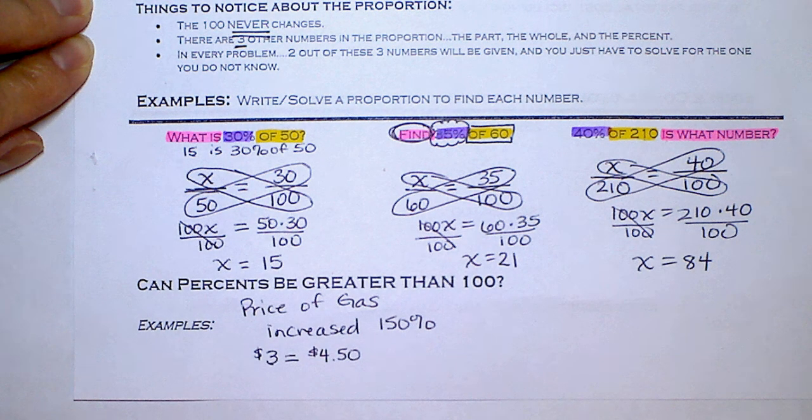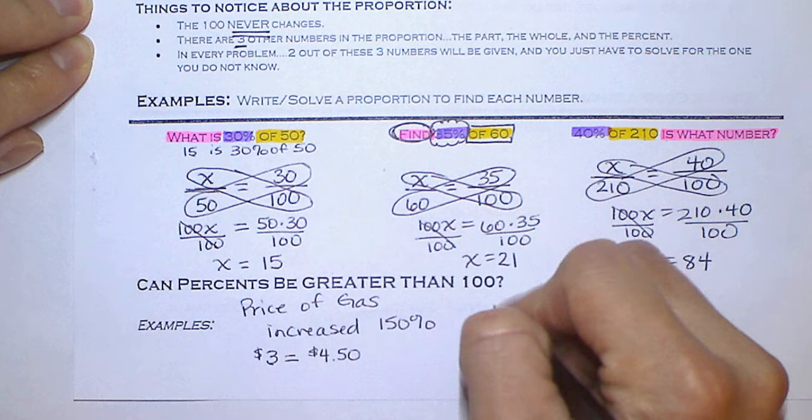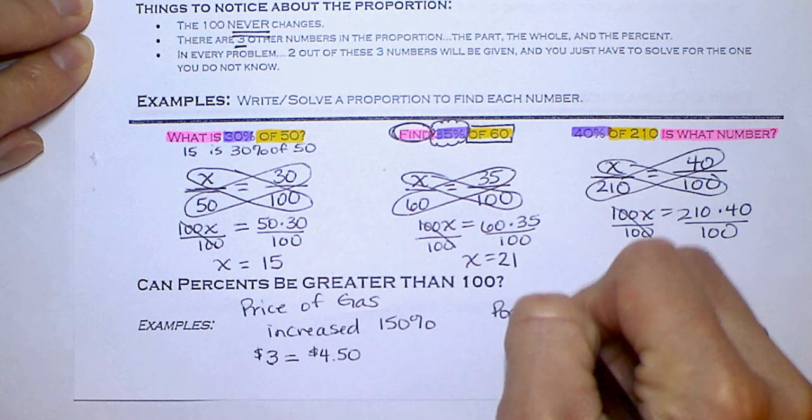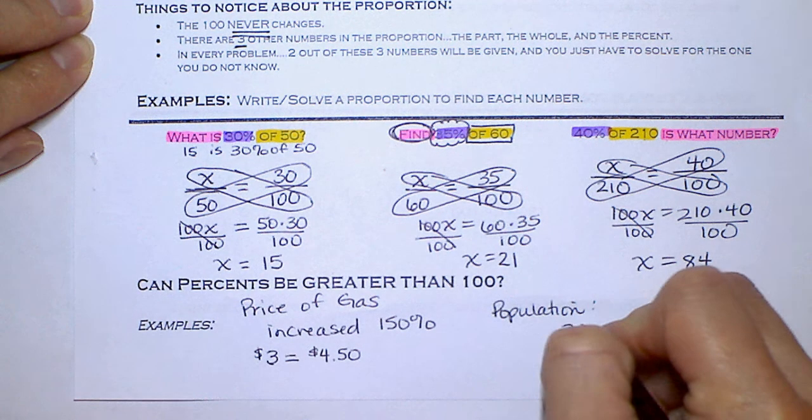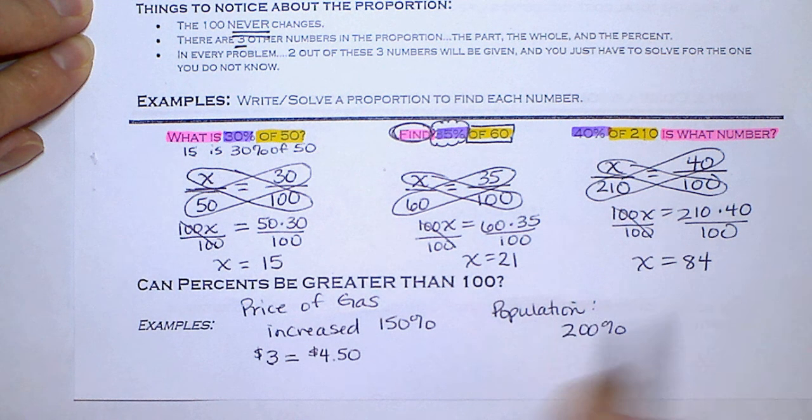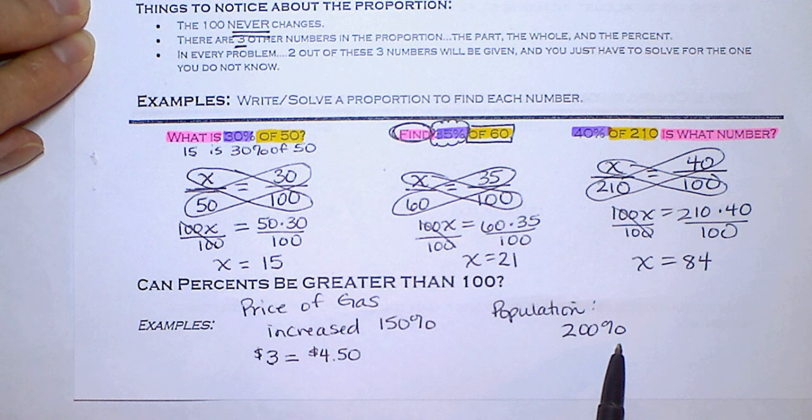Okay. Let's see, maybe population has increased. So the population of our district has increased 200%. So percents can be greater than 100. It's just when something is increasing really quickly. Okay? All right, so those are some examples. That should be the end of your first page of notes, and you may turn the page. We'll do the next one.